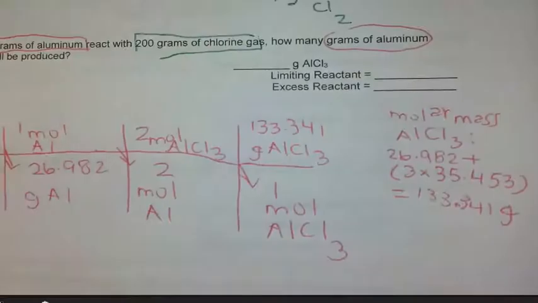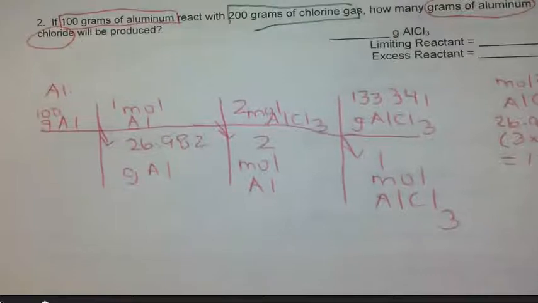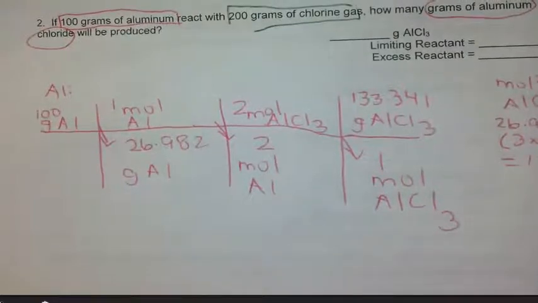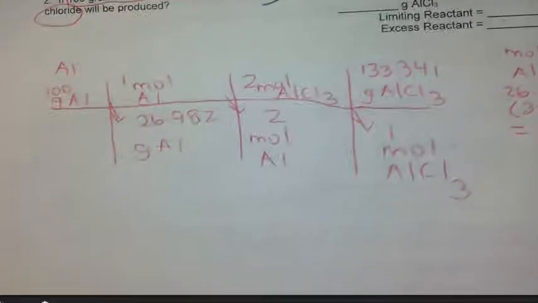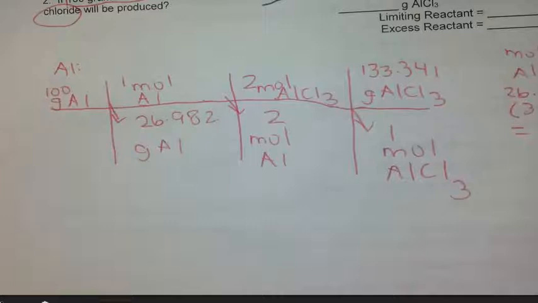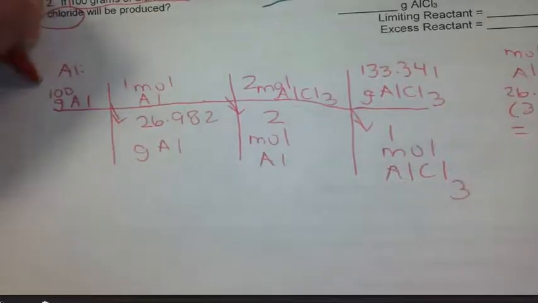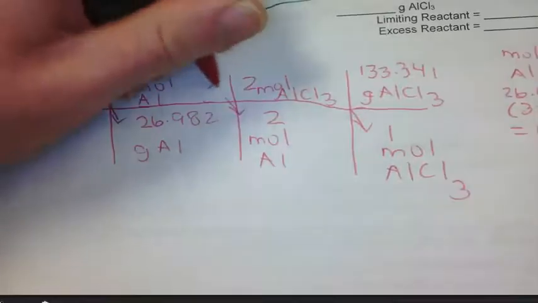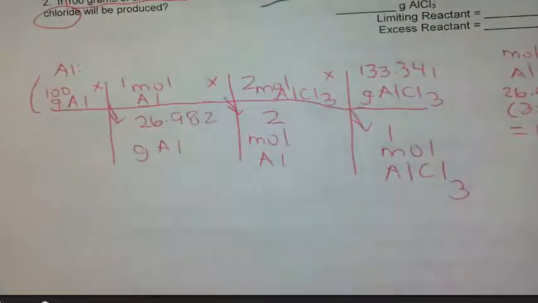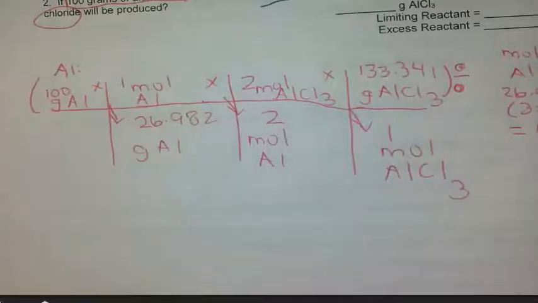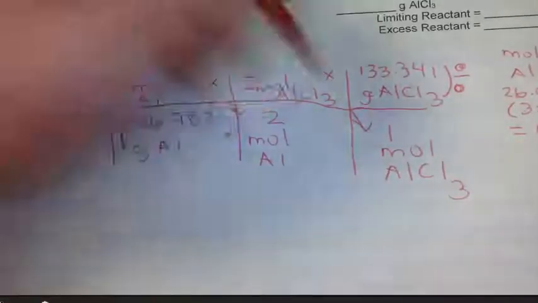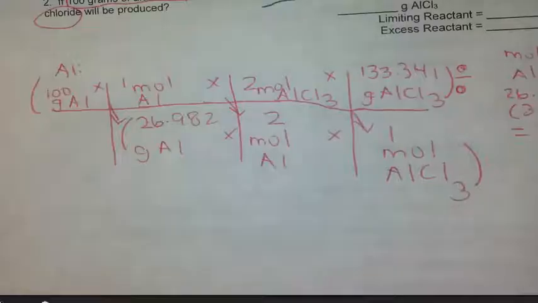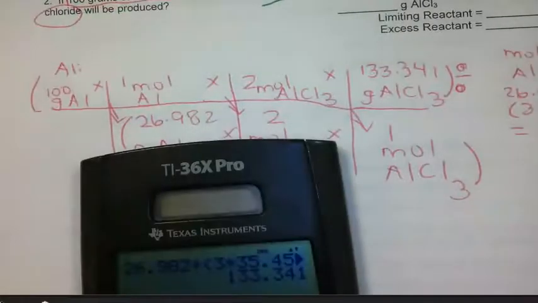Okay, now I can solve to get the aluminums. I am all set up. These are a little bit lengthy, but they're not that bad. They take some time, but it's not that hard. So I'm going to put in parentheses 100 times 1 times 2 times 133.34 divided by a new set of parentheses 26.982 times 2 times 1. Close. Okay. Here we go.